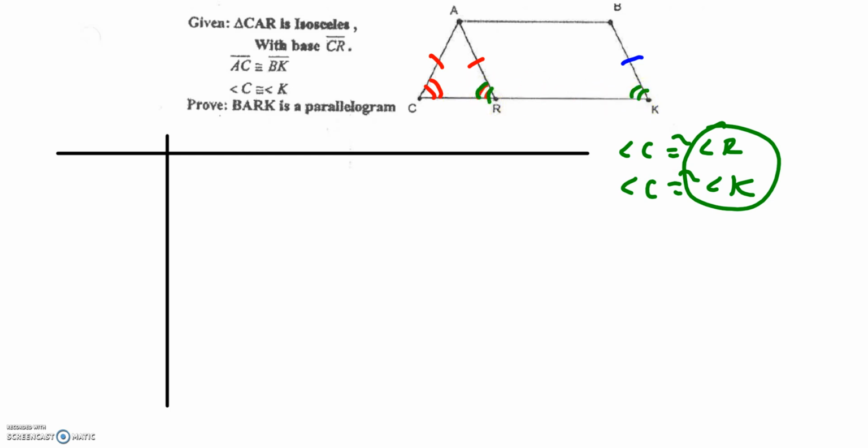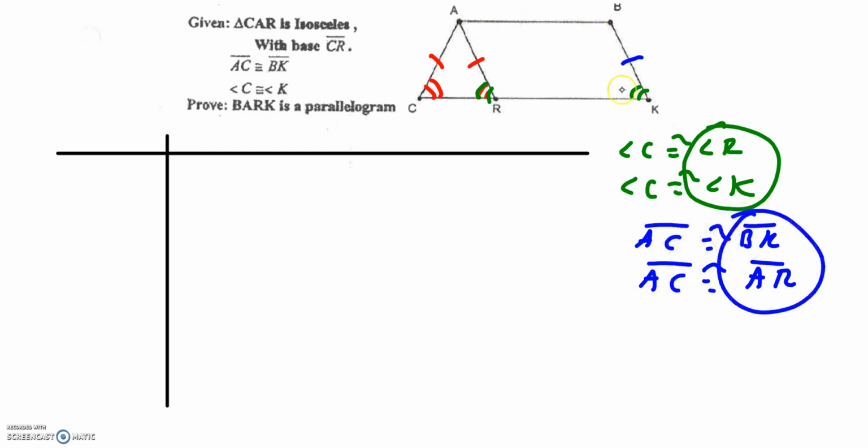I also know with segments that it gives me that AC is congruent to BK as a given. Because of the isosceles triangle, I proved that AC is congruent to AR. So again, using the transitive property, I know that BK and AR must be congruent. So these two segments are congruent, these two angles are congruent, and if you look carefully, the two green angles are corresponding angles. They're congruent, they touch these two purple lines, and they're along the same transversal. So you could prove that because these two angles are corresponding and congruent, these two lines are parallel as well.